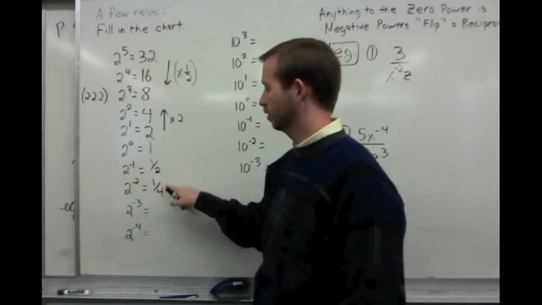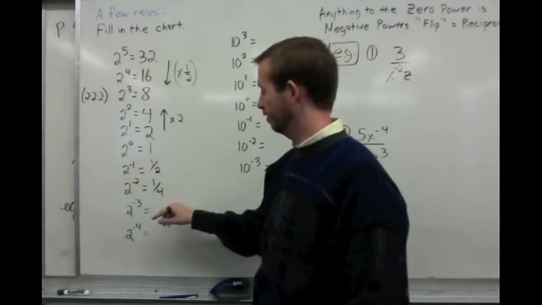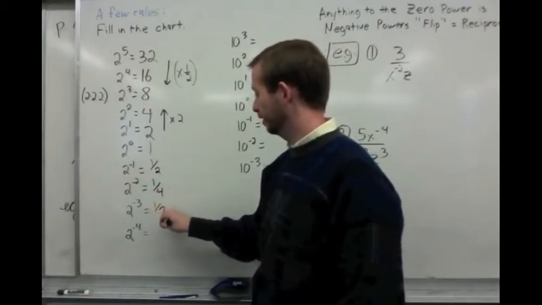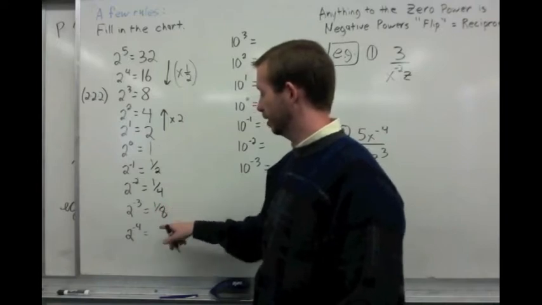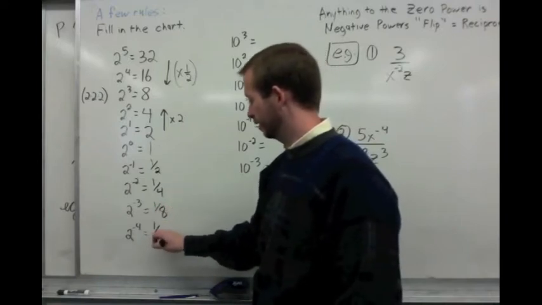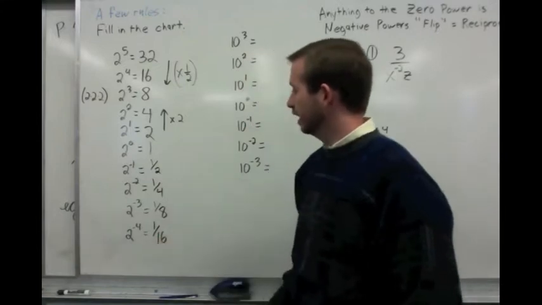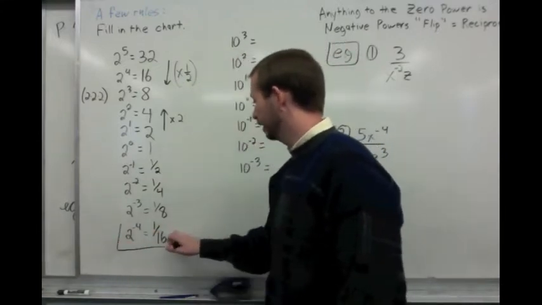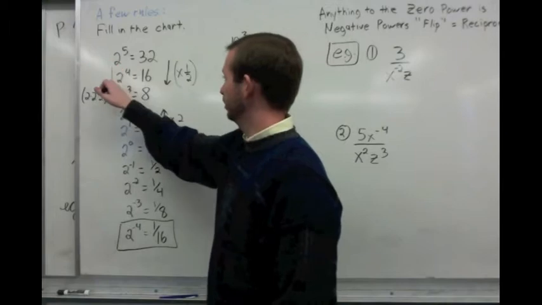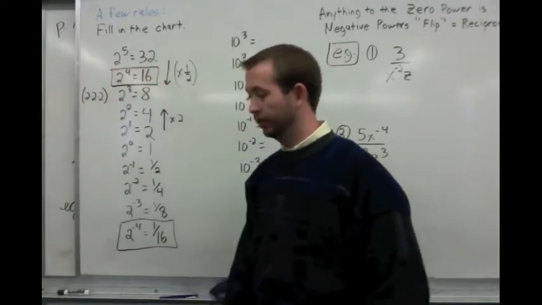1/4. What's 1/4 multiplied by 1/2? 1/8. And what's 1/8 multiplied by 1/2? 1/16. Now here's the thing. You just start to notice very quickly that there's some sort of relationship between 2 to the 4th and 2 to the negative 4th. And what is it?